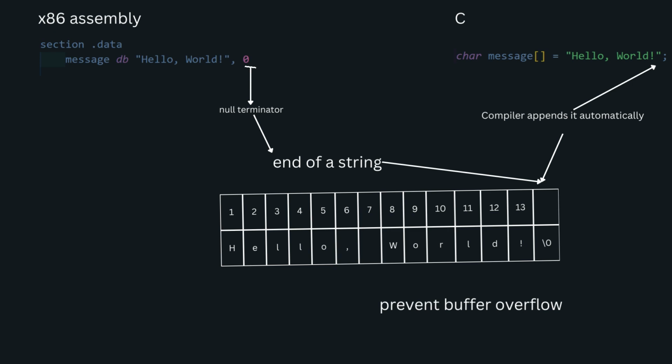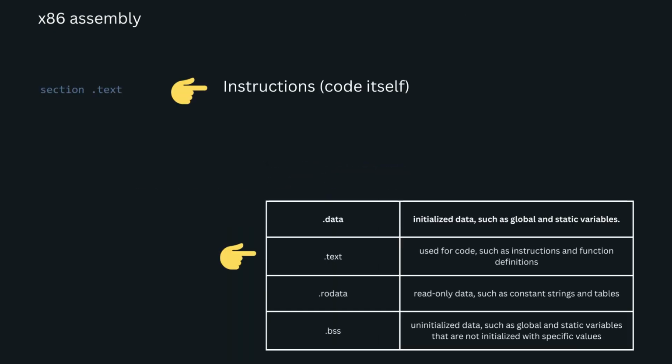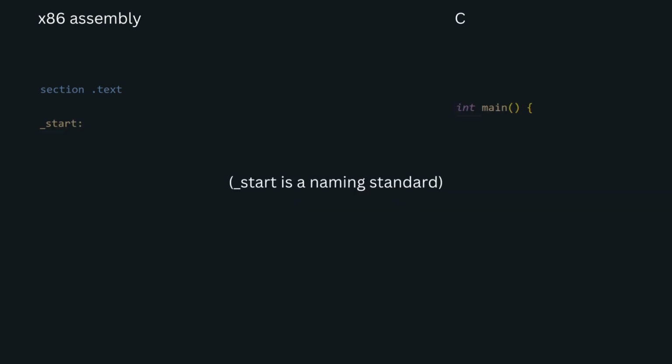The next section we have is the text section, and as you can remember from this table, it's where the instructions or the code itself is put. Now these are the instructions that are going to be run by the assembler. We'll begin by defining the program's entry point, and in our case we'll call it underscore start, which is almost similar to C's main, but it has some few differences.